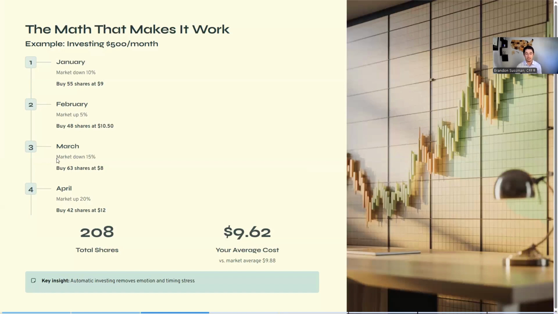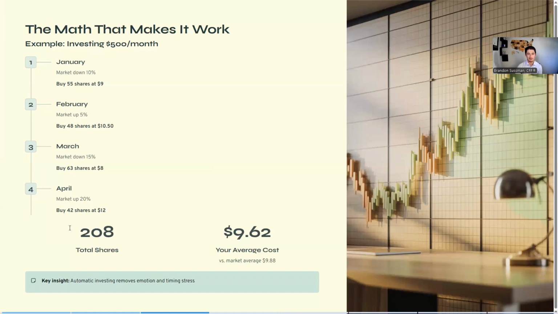Next, we go to March and the market's down 15%. So again, we're able to get things at a bit of a discount. The price has gone down to $8, and because it's $8, your $500 can now buy 63 shares. So we can buy the most during this period when the price was at its lowest to take advantage. Then lastly, in April, we are up 20%. We have a really great month, and our 20% raise in the stock price brings us to $12 a share. That means we're going to buy the least that we could have bought during this 4-month period, only 42 shares.